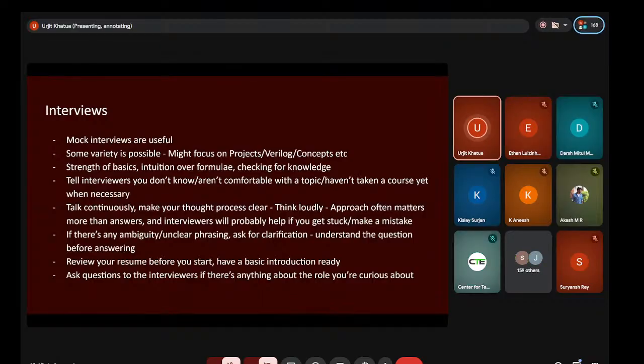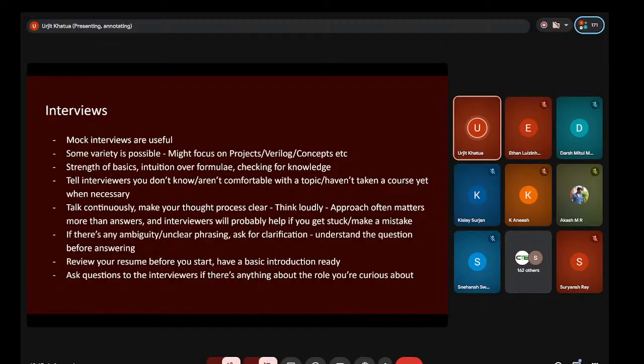There are a few things that I think are good advice for interviews. If you don't know something or you haven't done a course yet, you should tell them. One more thing about interviews that's very important is that you should be constantly talking. I don't mean blabbering, but you should be explaining your thought process continuously. Otherwise, it's going to be kind of awkward because you'll have long silences.